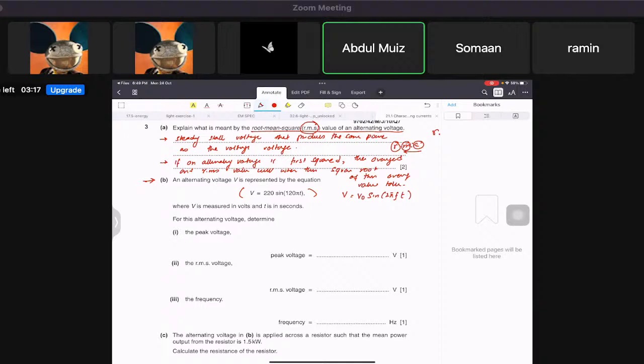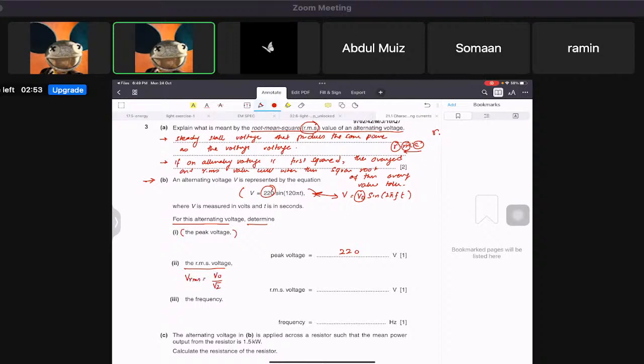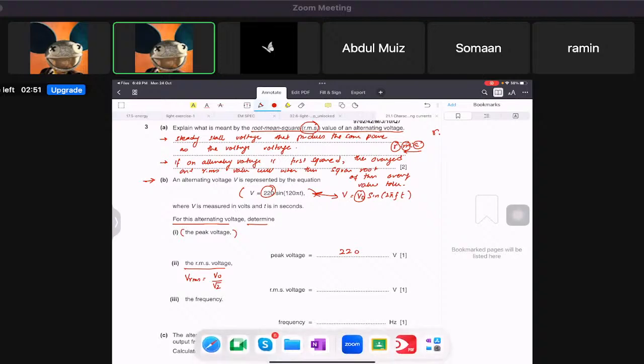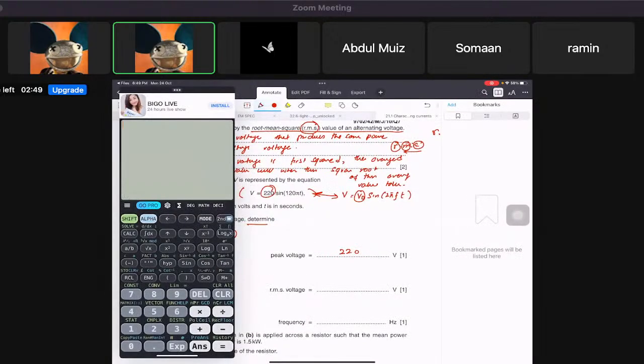Now, if I say, okay, for this alternating voltage, determine the peak voltage. Can you guess from comparing these two, which is the peak voltage here? 220. 220, exactly, because V naught is this one. Then it says RMS voltage. Now to find RMS, what do you do? RMS is equal to V naught over under root 2. So you simply pull out your calculator. Okay, that's not too hard. 220 divided by root of 2. So that's going to be 156. Do you guys understand this?